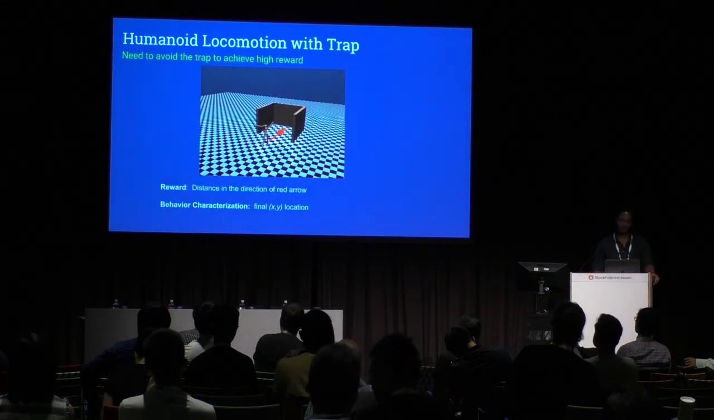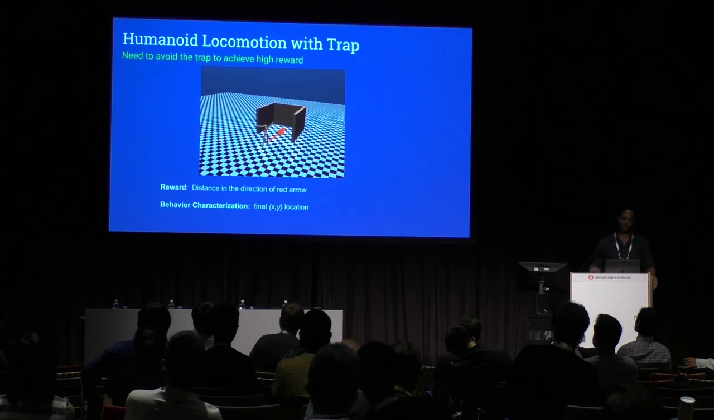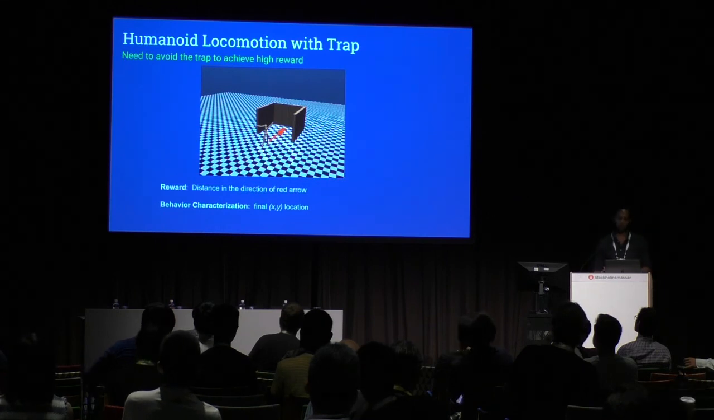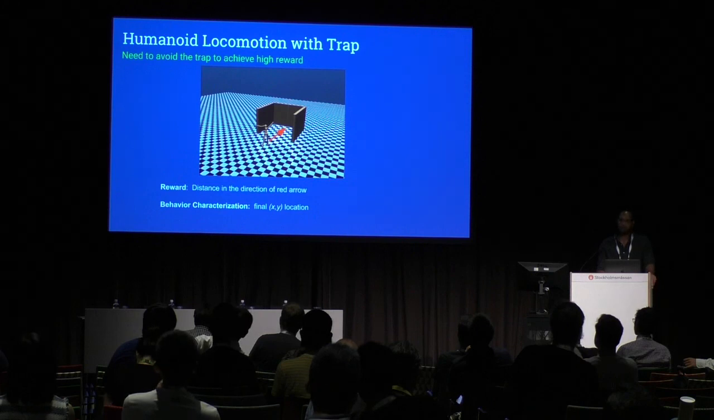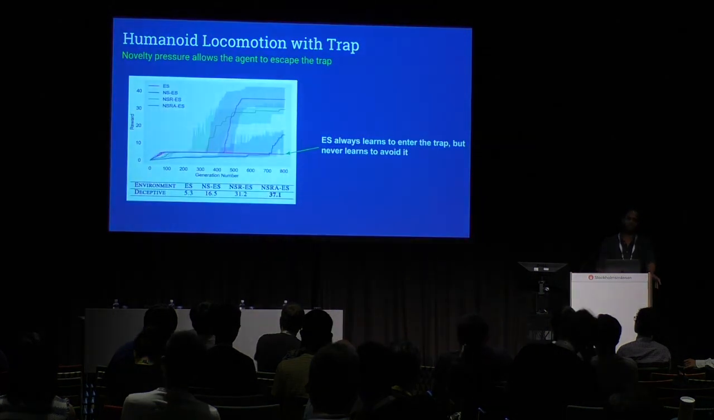And so we try this on a humanoid locomotion domain, and in this humanoid locomotion domain, the agent is incentivized to go in the direction of the red arrow. But in the direction of the red arrow, there's an enclosure that can prevent it from getting very high rewards. And so what we see is that ES always learns to enter the trap but never learns to avoid it, shown by this flatlining right here.